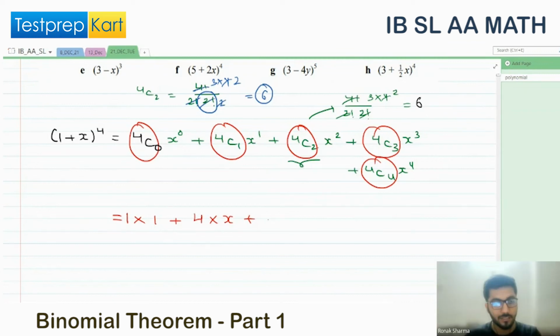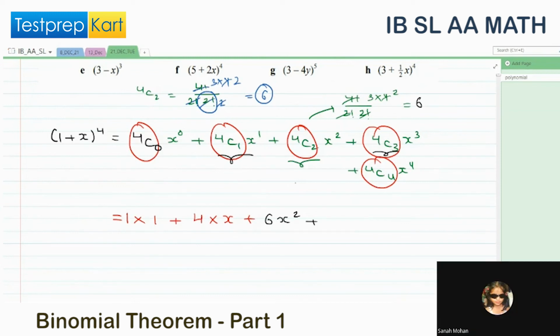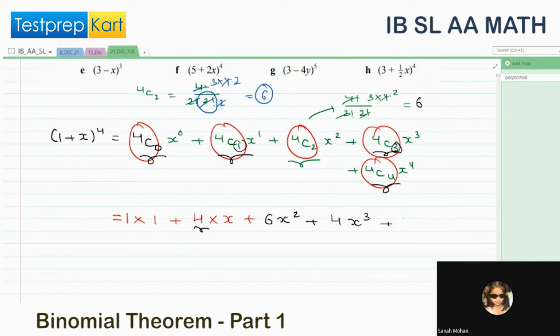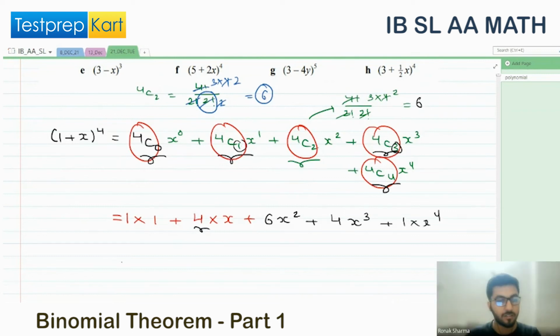So this is 6, so 6x square. Then 4C3 will be what? It will be 4C1 only. Why? Because 1 and 3 are giving me the sum 4. So 4C1 was 4, so 4C3 will be 4, 4 into x cube. Then 4C4 will be same as 4C0, that will be 1. So we have got this: 1 plus 4x plus 6x square plus 4x cube plus x power 4.